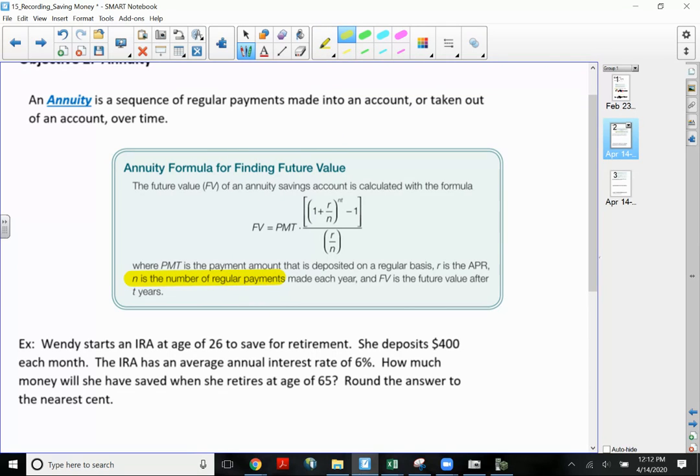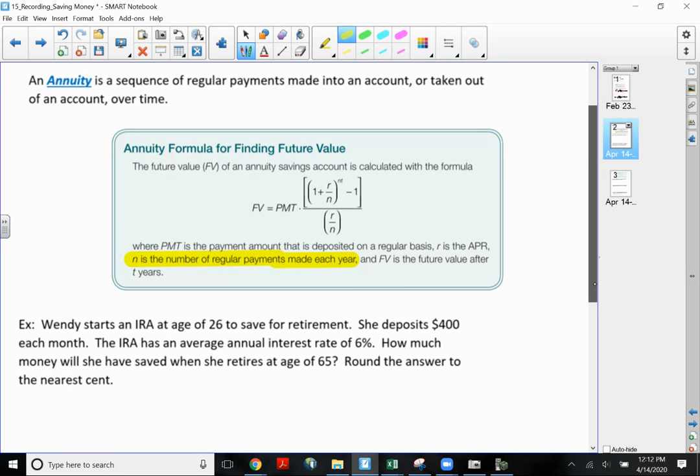Okay. So if I am making monthly payments into this account, then N has to be 12. If I make quarterly payments, there are 4 quarters in a year, which is every 3 months. So if you are making quarterly payments, that means N will be 4. All right. T also has to be in years. So let's check it out.